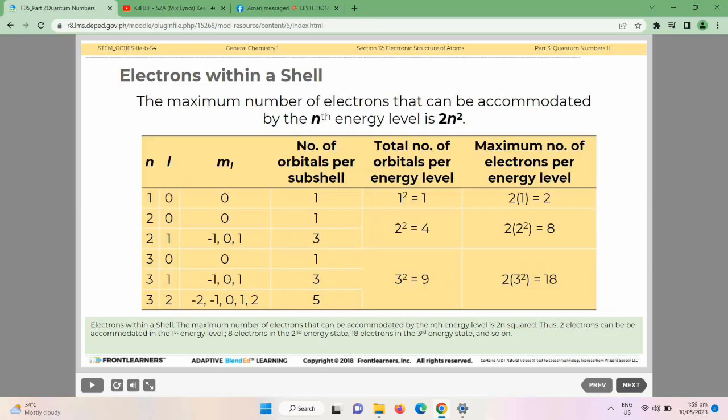Electrons within a shell. The maximum number of electrons that can be accommodated by the nth energy level is 2n squared. Thus, 2 electrons can be accommodated in the first energy level, 8 electrons in the second energy level, 18 electrons in the third energy level, and so on.